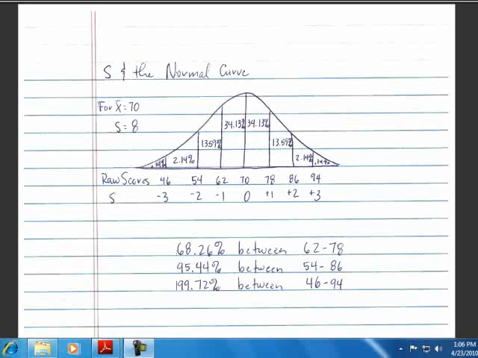In this lesson, you're going to learn about the application and or the use of the standard deviation, particularly as it relates to the normal curve.